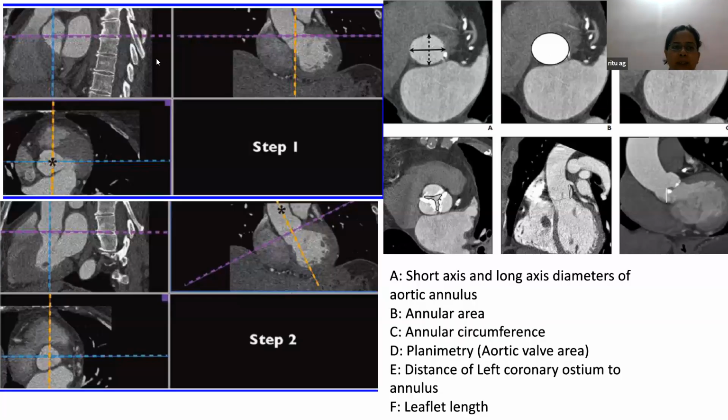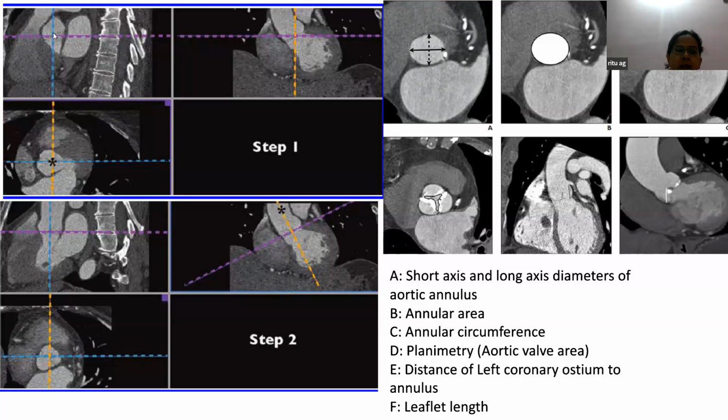Now, how do we do it? So this is the image of the aortic root that you get. Now you bring your cursor here on the aortic valve, and then you align it. So once you bring it here, that is the sagittal, that is the axial, that is the coronal image. That is just the beginning. I have not done anything with the mouse. I've just brought my cursor here and positioned it here.